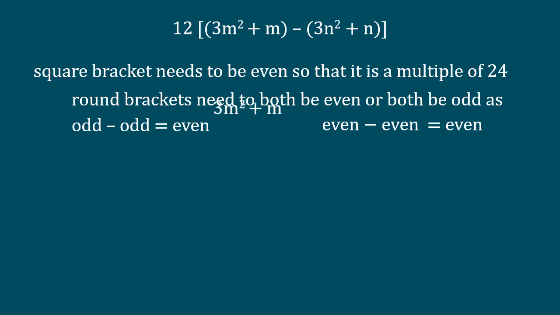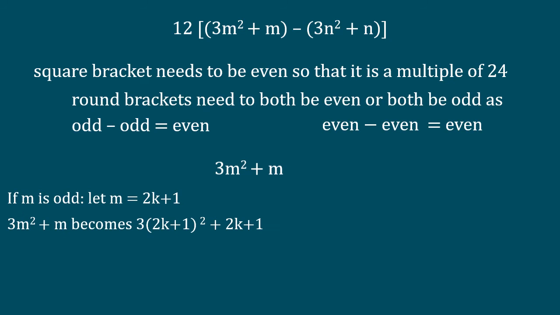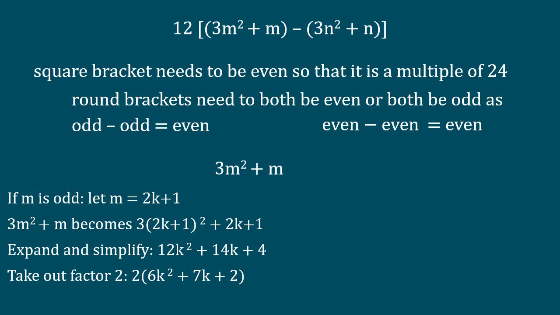So let's take the 3m squared plus m and see what happens if m is odd. If m is odd, we can let m equal 2k plus 1. When we substitute that into 3m squared plus m, then we expand and simplify, and then we take out a factor of 2, we find that it is even.